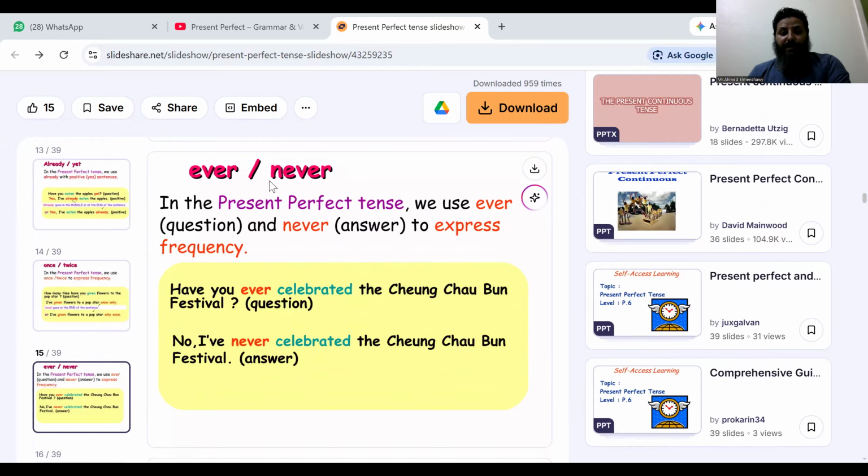And also, boys, we use ever and never. In the present perfect tense, we use ever in the questions and never to express frequency. For example, have you ever celebrated the Ching Chow Bon Festival? Have you ever celebrated? Have you ever eaten? Have you ever played? And so on. No, I have never celebrated. So we use never with the negative form. So I have never celebrated.